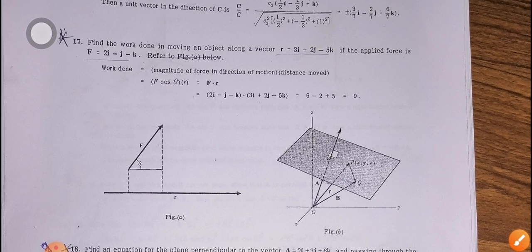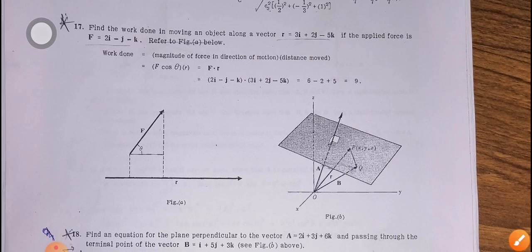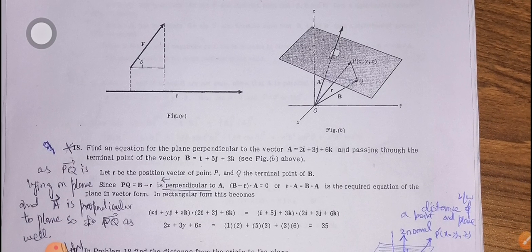Next we have question number 17. Find the work done in moving an object along a vector r if the applied force is F. So we know that the work done is defined as F dot r. So here we just need to take the dot product of the two vectors, and we will find the work done for this. Next we have question number 18. We have to find an equation for the plane perpendicular to the vector A and passing through the terminal point of the vector B.